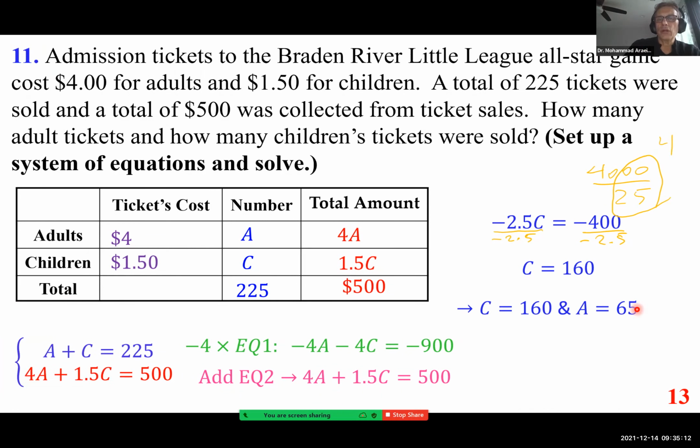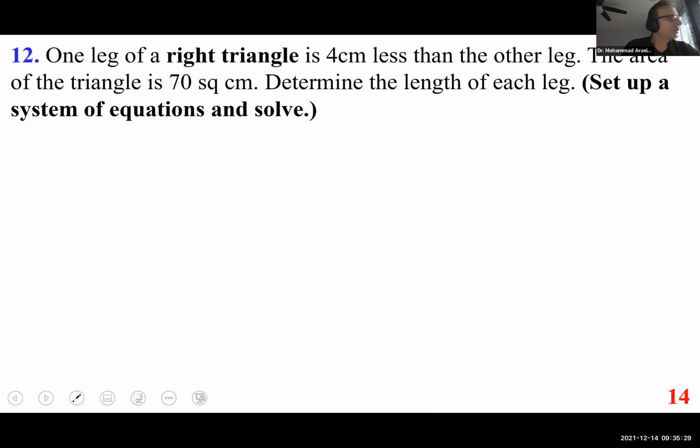And you really have to check your work. Obviously, these two numbers add up to 225, but put it into the second equation, make sure that we have come up with the correct answer. Always check your work. That's the beauty of math. You can check your work. Would you read this, please?